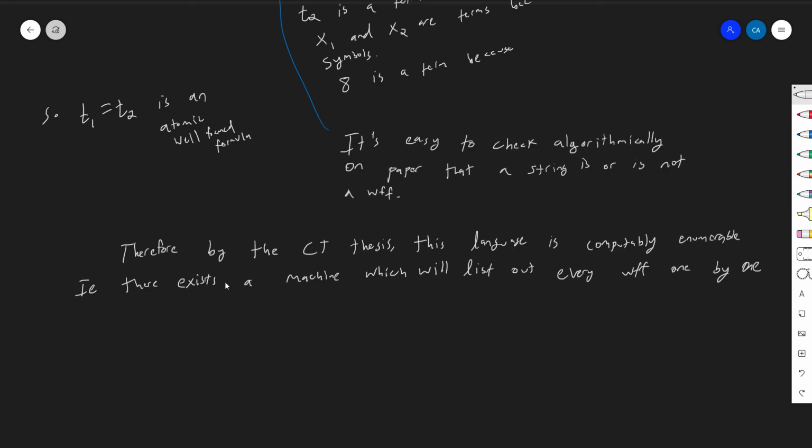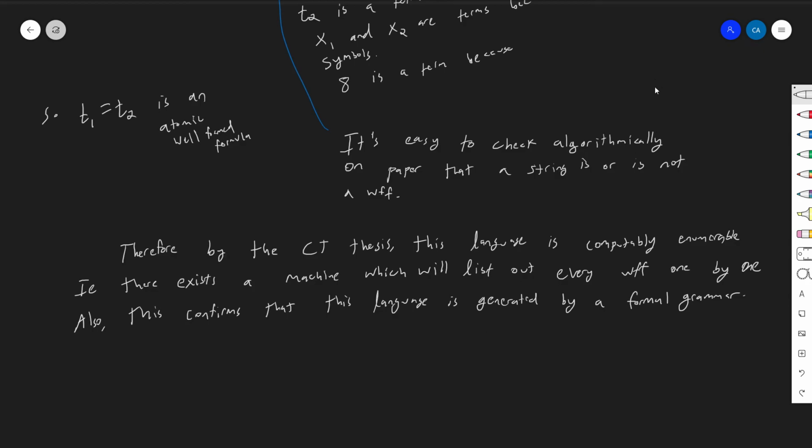Another thing we can say, also, this confirms that this language is generated by a formal grammar. It's generated by a formal grammar because there's obviously a Turing machine that computably enumerates it, so it has to be a formal grammar because we said those are equivalent statements.